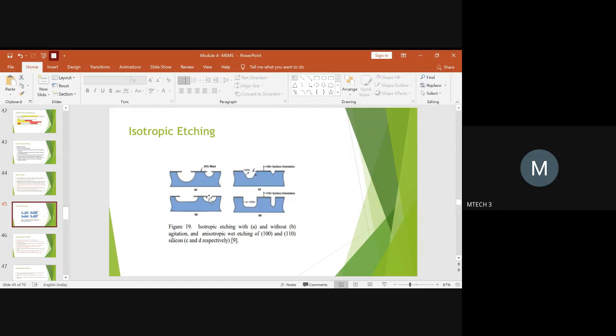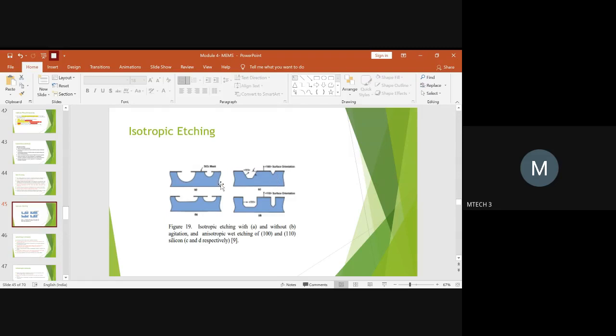Okay. So here the image shows you isotropic etching, this is without agitation, and this is with respect to the different planes. This is for the 100 plane and this is for the 110 plane. By this you can see the variation in the etch. The unwanted material is being removed here. So regular isotropic etching shows you how the pattern is removed. If you are going with agitation, then the amount of removed pattern is different.